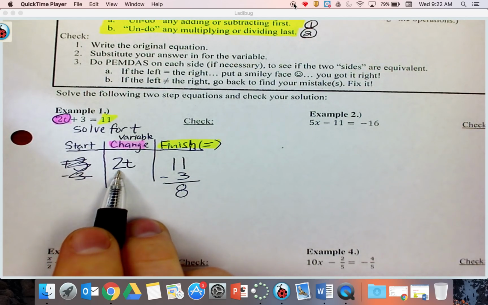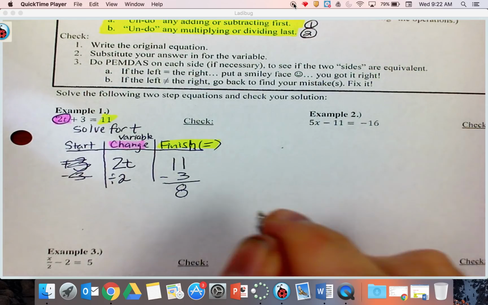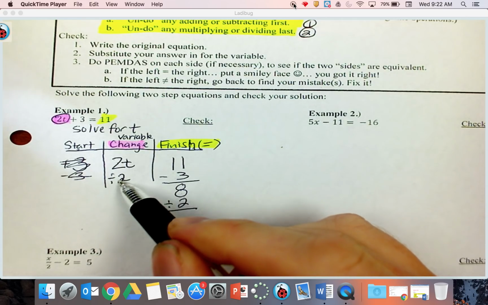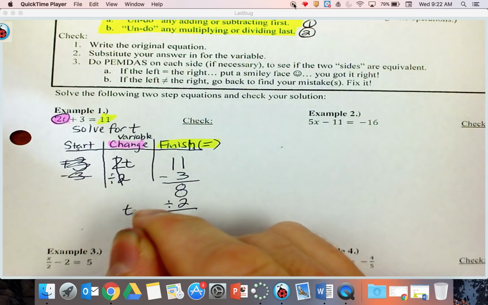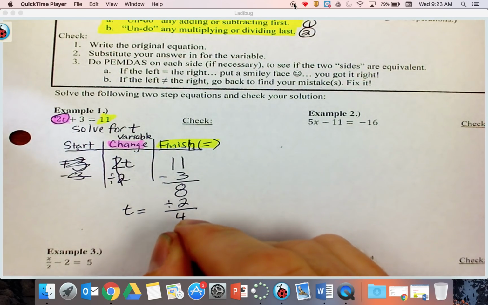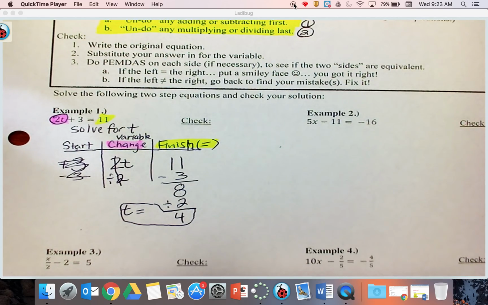2t, 2 times t, is equal to 8. Well, how do you get rid of something that's being multiplied? We know that we have to divide. So we're dividing by 2. 2 divided by 2 is 1, so those go away, and all you're left with is the letter t that we want to solve for. And 8 divided by 2 is 4. So that would be our solution right there. 4 would be our answer. It's pretty straightforward as you do this if you set it up as you go forward.